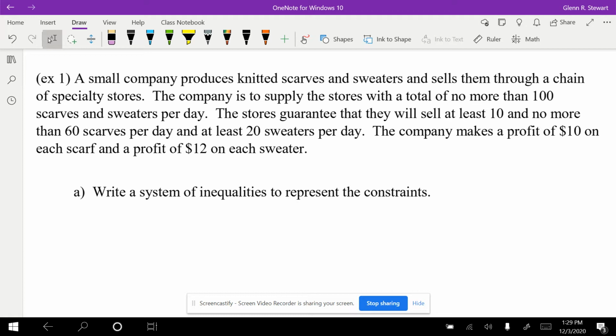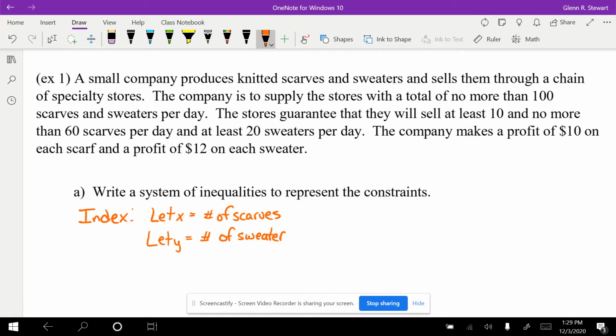I think one of the first things that we have to look at is an index. So let's create an index. We do with every word problem here. And we're going to let x equal the number of scarves. And we're going to let y equal or be the number of sweaters. Now it does give us numbers for these, but because we're doing inequalities, these numbers can vary.